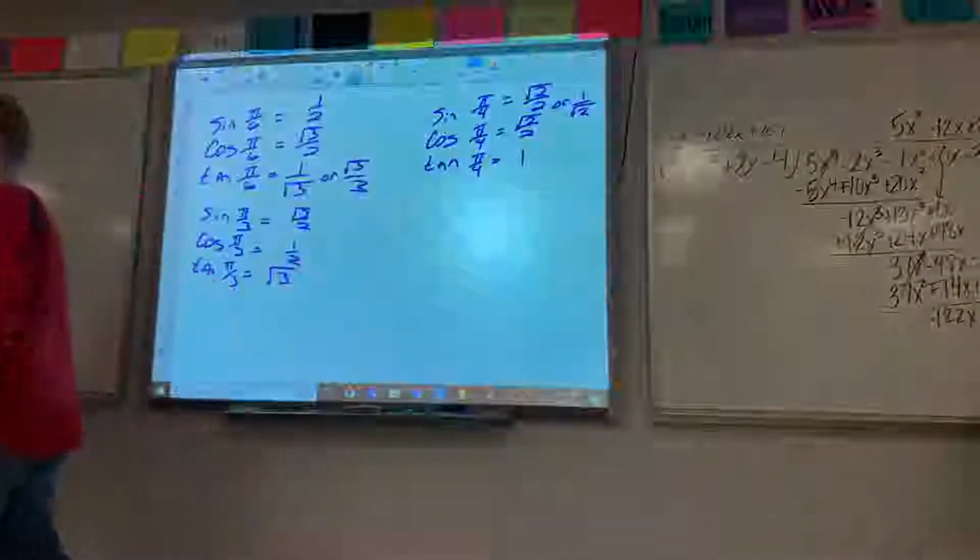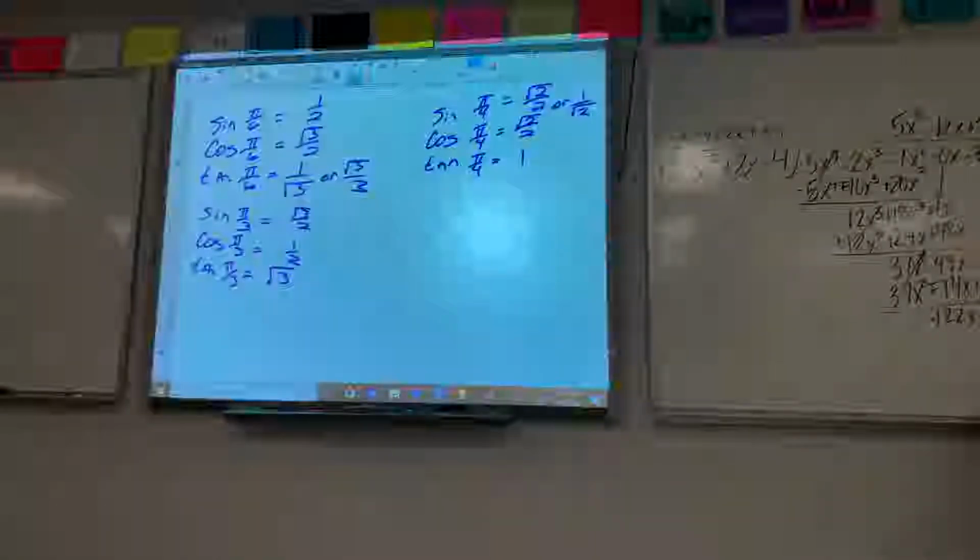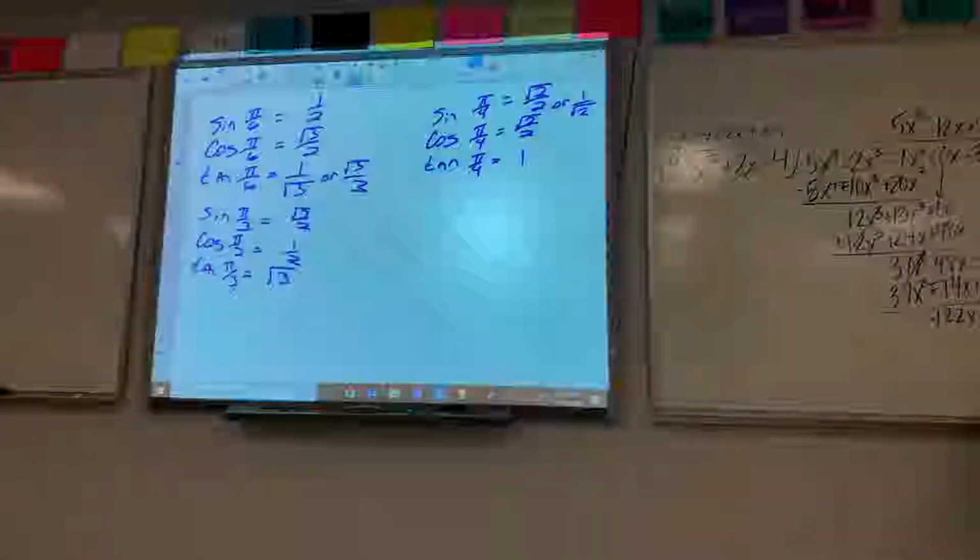Alright, when we evaluate inverse trig functions, it's very important that we have these either memorized or in front of us. Okay? You've got to be able to produce this stuff very quickly if you don't have it memorized. Okay?